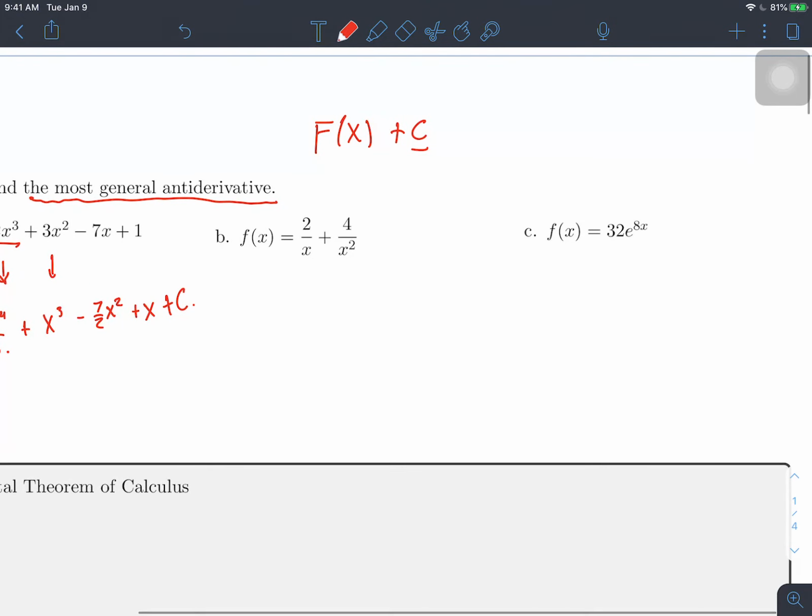All right, next one. How should I handle this first term? 2 over x. What's that antiderivative? Alice? It's going to be 2 ln. Very good. It will be 2 ln. Anything in particular that I need to do here? Absolute value. Yeah, very good. All right, and then what do I do with this term? 4 over x squared.